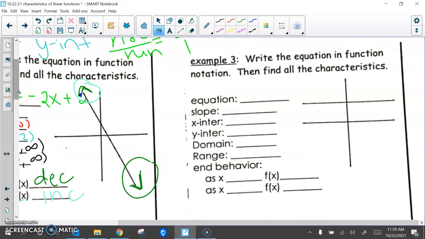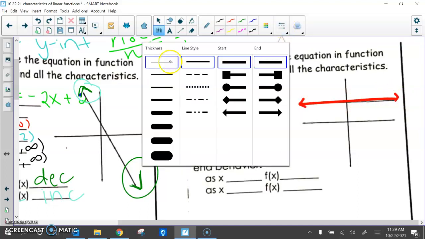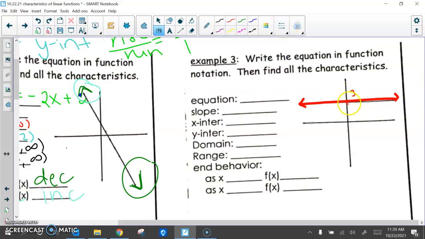Okay, for this problem, I believe this is the line we're looking at. It's kind of hard to tell. We're going to say that this line is up here at 3. That's a 3. 1, 2, 3. So this line goes through the y-axis. So it's going to be y equals 3.